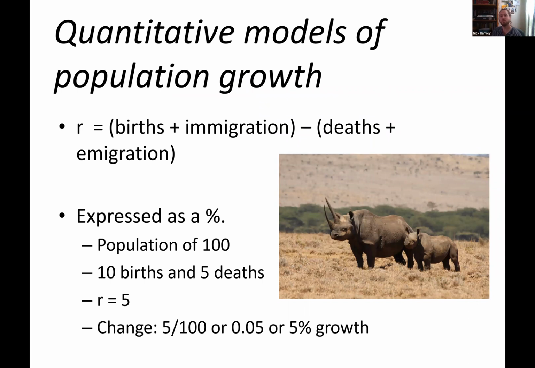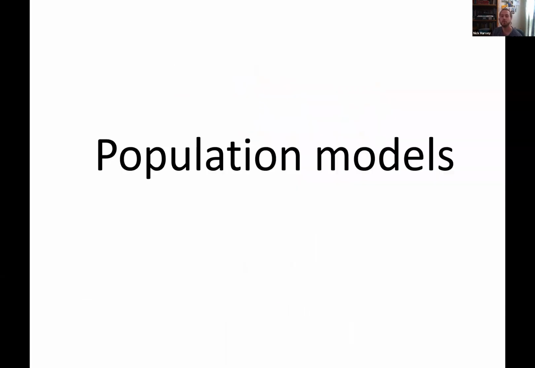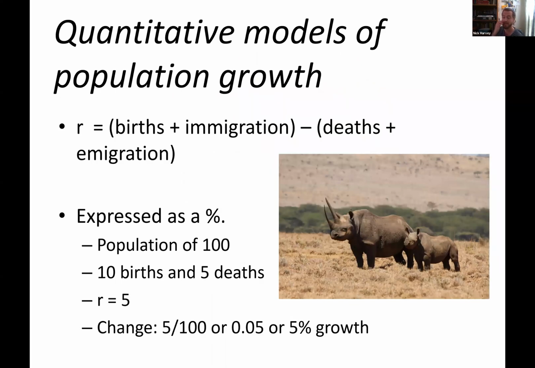Once we've estimated our population sizes, we can then use this to try and model our population growth and estimate what our extinction risk is into the future. So when we're doing this, one of the primary things we want to do is estimate the population growth of our target population. So this is R, which is the birth and immigration to our population minus the deaths and emigration we see. So this is expressed as a percentage.